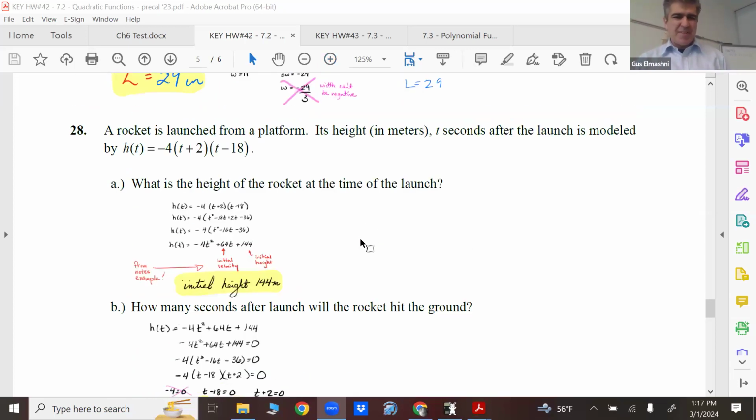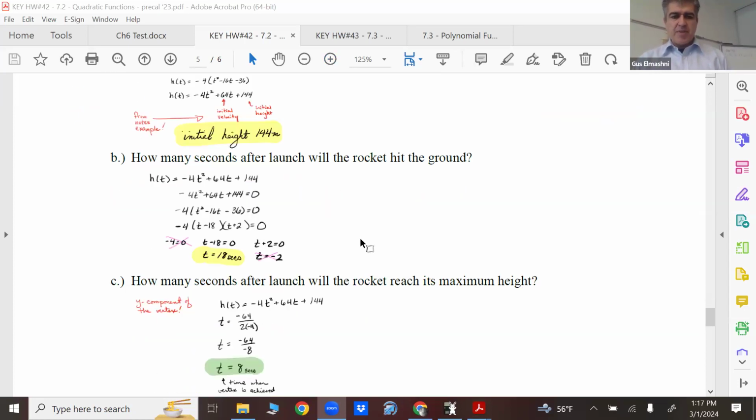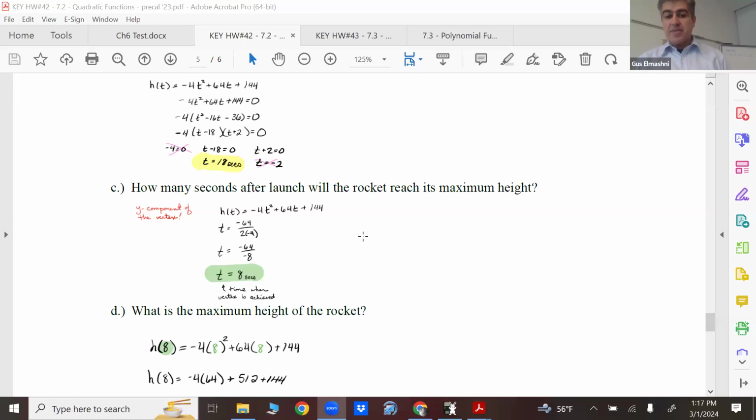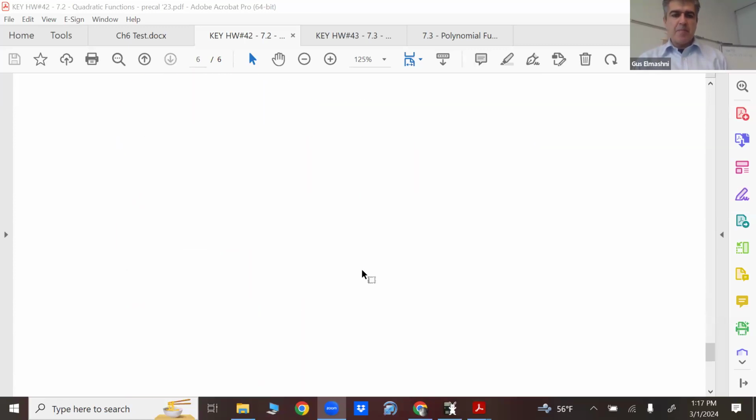Or I guess you could plug in 0 for t. I don't know, could have done that too. And yeah, when it hits the ground, that's the x-intercept. Maximum height, that's the vertex. And d is also part of the vertex, but that's the actual maximum height.